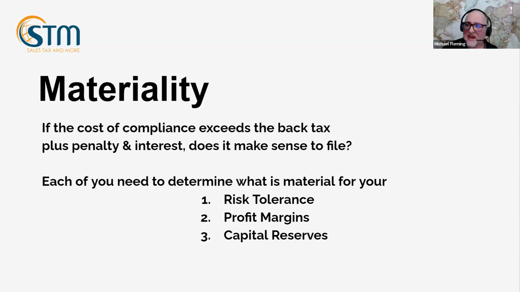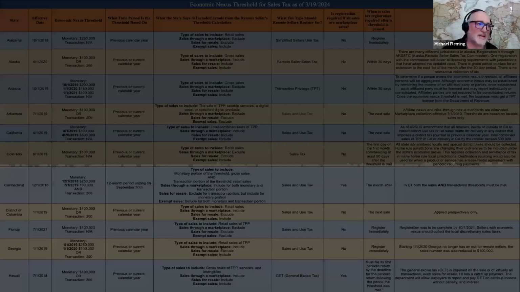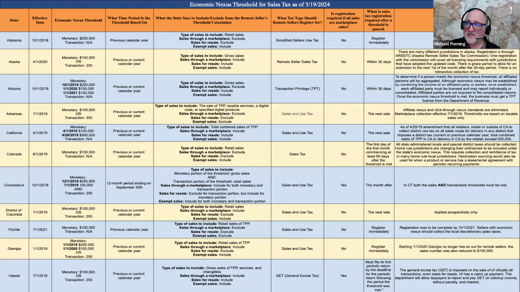All right, so this is the handout. Ellie's going to give you an economic nexus threshold chart, and this gets updated every time states make a change. And Indiana just made a change here. So that's why you see the 3/19/2024 date on the top there, because this chart has just been updated.